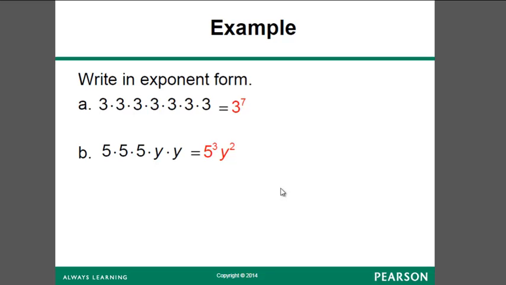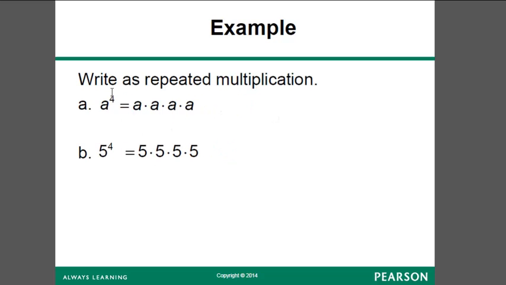I can also rewrite things in the expanded form, basically taking it the other direction, such as here. A to the 4th is the same thing as A times A times A times A, and 5 to the 4th is the same thing as 5 times 5 times 5 times 5.